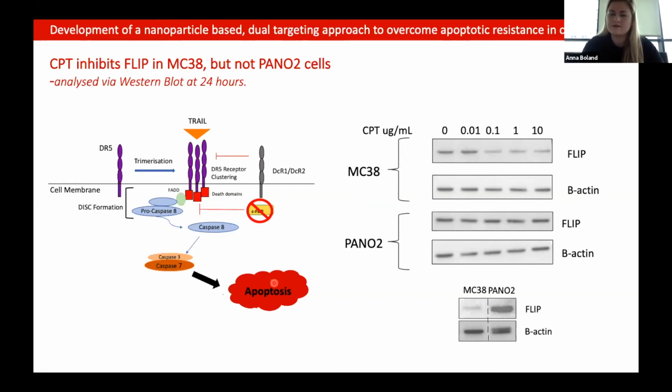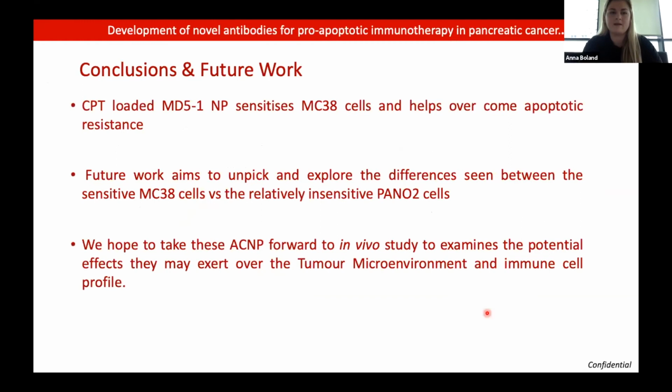For whatever reason, the PAN02s seem very resistant to this CPT inhibition. However, it's really worth noting that, relatively speaking, the PAN02s express a lot more FLIP. So it may just be that, as camptothecin is not a specific FLIP inhibitor, its mechanism of action may just not be specific enough to inhibit FLIP in these cells. So we have been exploring more targeted novel FLIP inhibitors in our lab to see if we can overcome that issue. And so what we have shown here is that our CPT-loaded MD5-encoded particles sensitize our MC38 cells and help overcome apoptotic resistance.